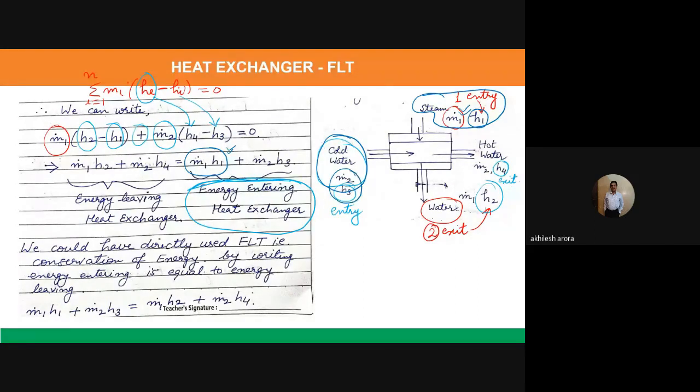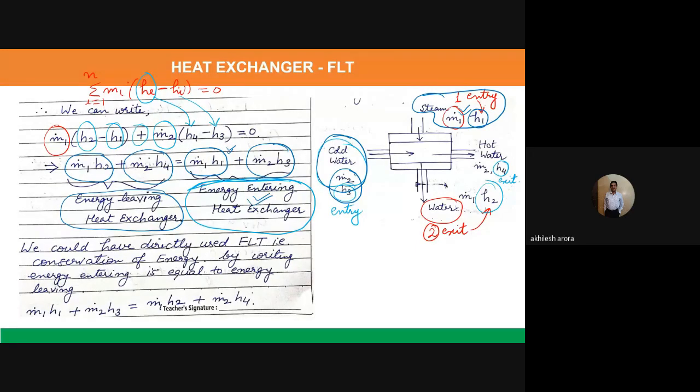And similarly at the exit, this is the mass flow rate M1 dot for the steam, and H2 is its enthalpy at exit, plus M2 dot H4. This is for the cold water which gets heated. So now you can see here what it is saying. It is energy leaving the heat exchanger, and this one was the energy entering the heat exchanger. So it's very easy to write this equation.